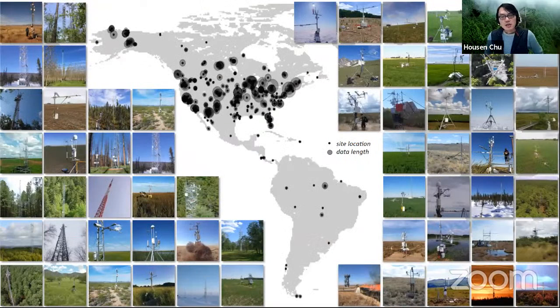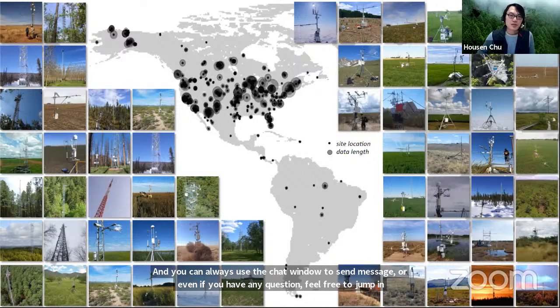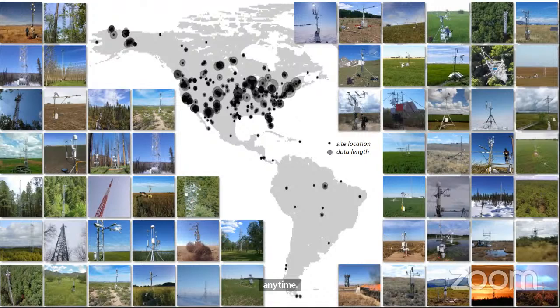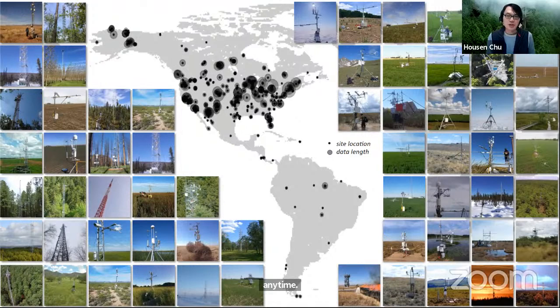To start with, as of today, there are more than 500 sites in AmeriFlux. As you can see from the map here, it shows the location of the sites, but also the length of the data record, and also beautiful pictures from everywhere. This is the reality we are facing. A lot of people are doing very cool, I mean, very hot science all around the Americas. And how can we make this data available to each other so we can do some cool or hot science all together?